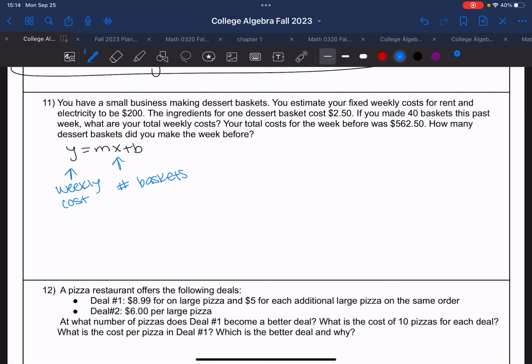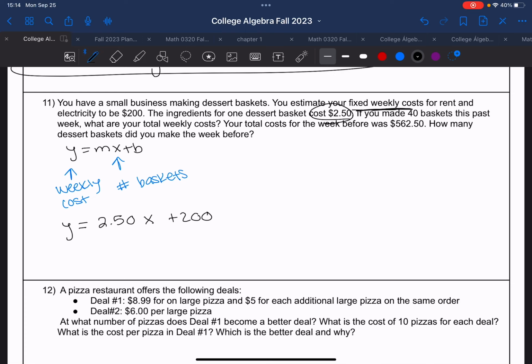So for the first part, setting up our equation, we have y is equal to 2.50x, right? Because it costs $2.50 to make one basket. And then it says the initial cost, the fixed weekly cost, is going to be 200, so plus 200. So here's our equation. y is equal to 2.50x plus 200, okay?